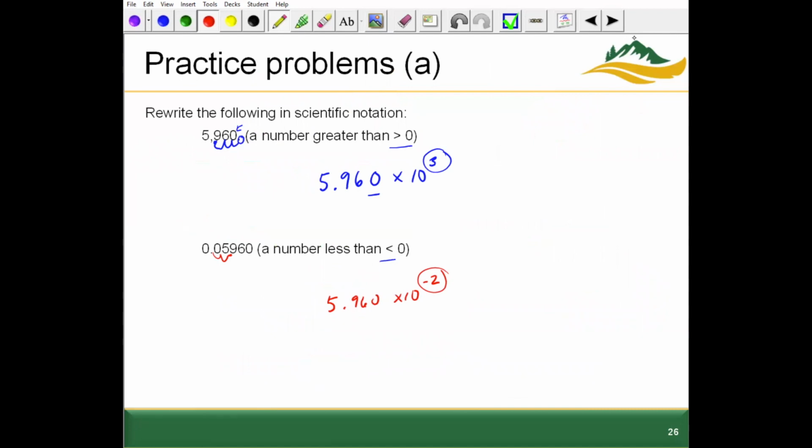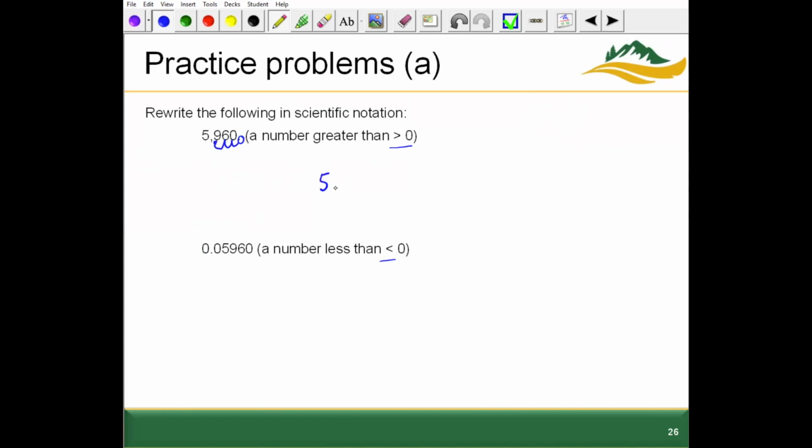Another clarifying point here that I will change in the slides that I post for you for these highlighted topics. This is a number that's greater than 1. This is a number that is less than 1. The exponent itself here ends up being a positive exponent. And then the exponent here ends up being a negative exponent. So here's our decimal point. We want to go 1, 2, 3 times to the left.